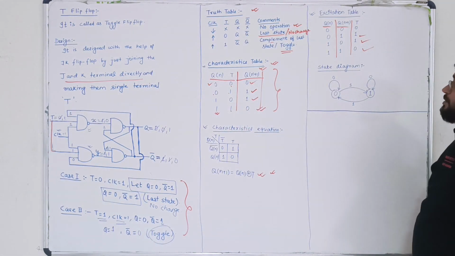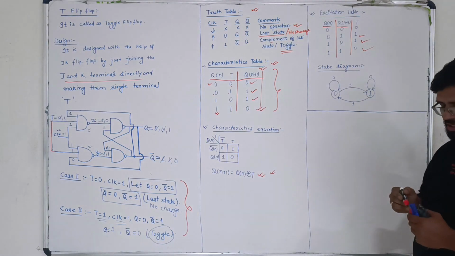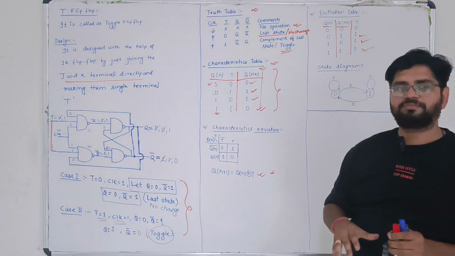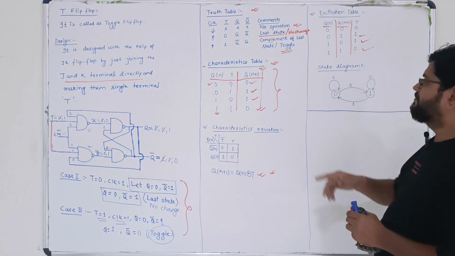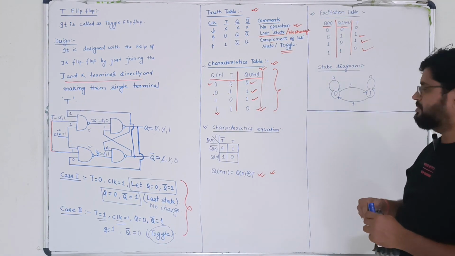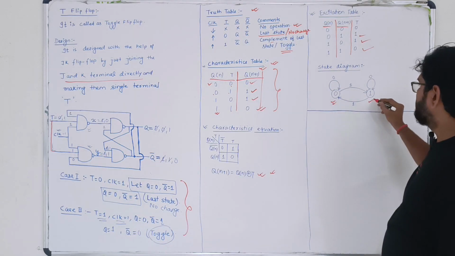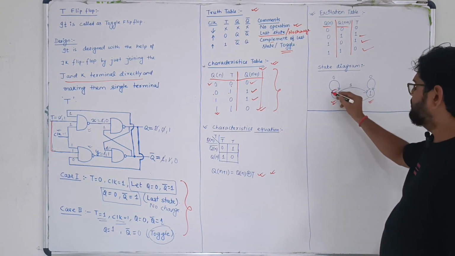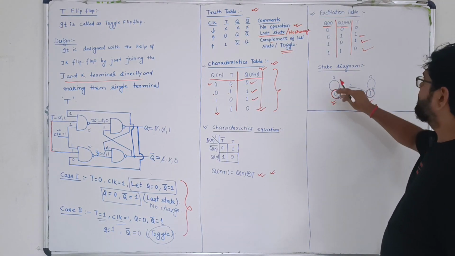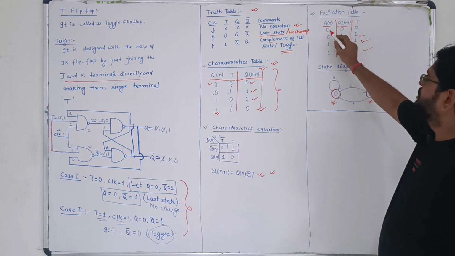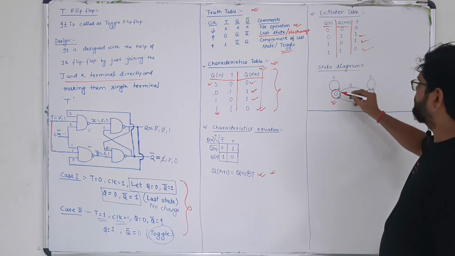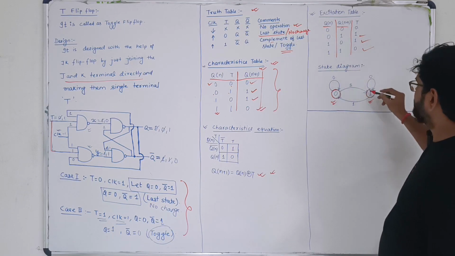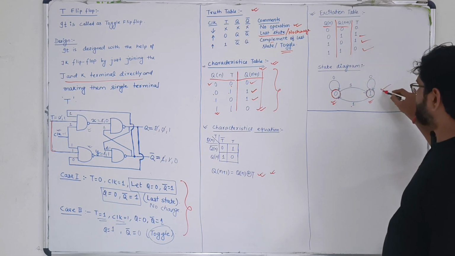That's it. Now coming to the state diagram, I have told you that whenever we go for the state diagram, it is the pictorial representation of states and their transitions with the help of arrows. So if there is only one flip-flop, two states are possible. One is 0, the other one is 1. Now after that, taking the help of the excitation table, 0 to 0, T equals 0. 0 to 1, T equals 1. 1 to 0, T equals 1. And 1 to 1, T equals 0. So this is the design.